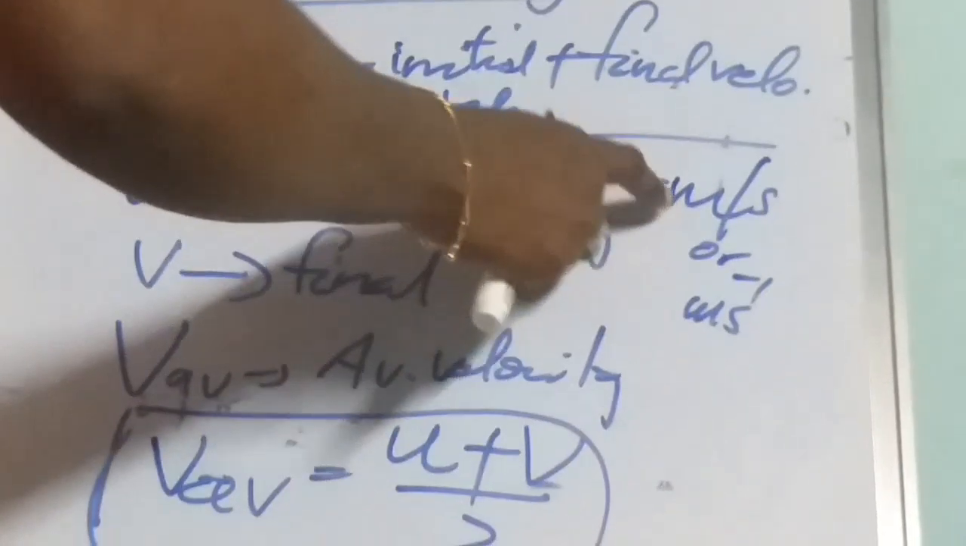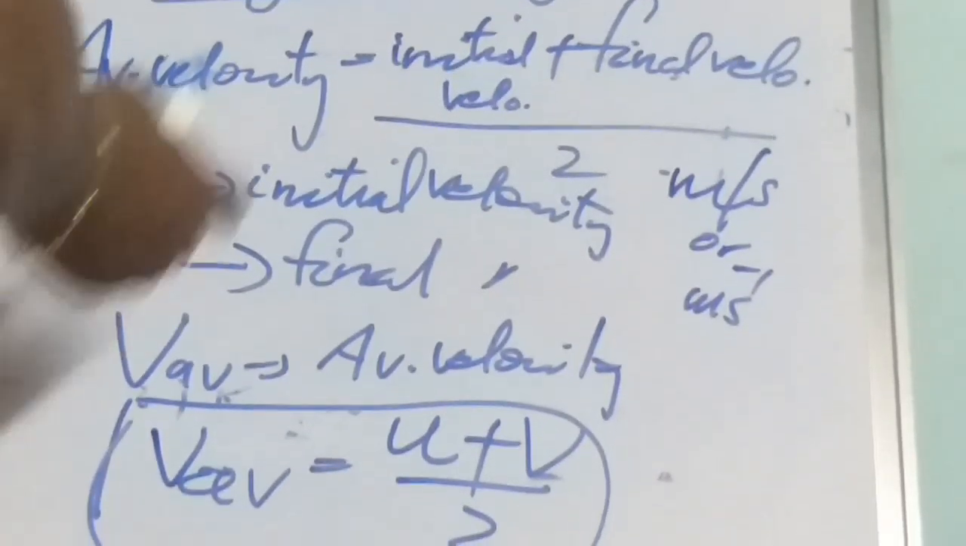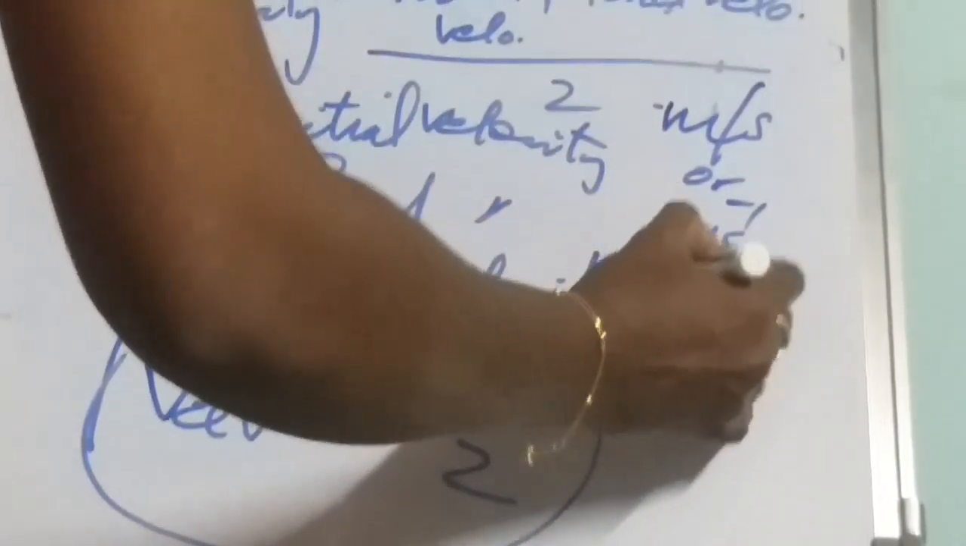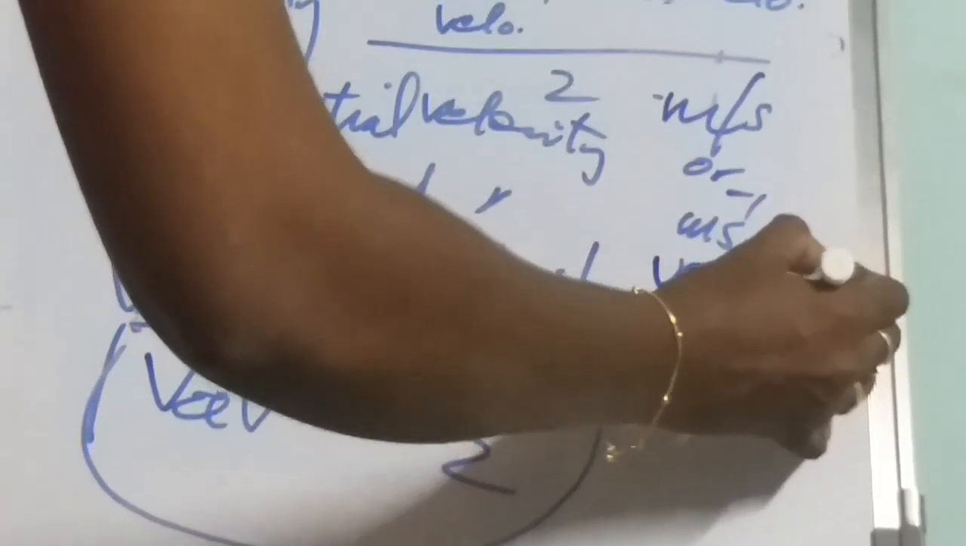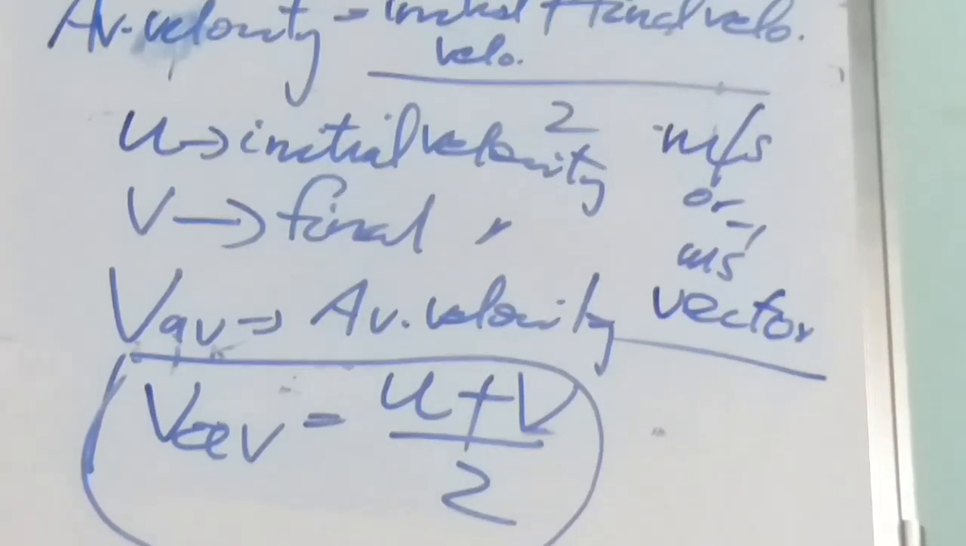Meter per second, or meter second raised to minus 1, represents the unit of velocity. Here we already mentioned that speed with direction is called velocity. So we are considering the direction of motion also. So velocity is a vector quantity.